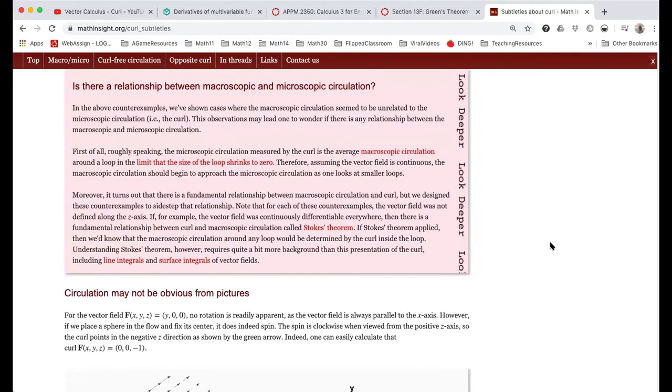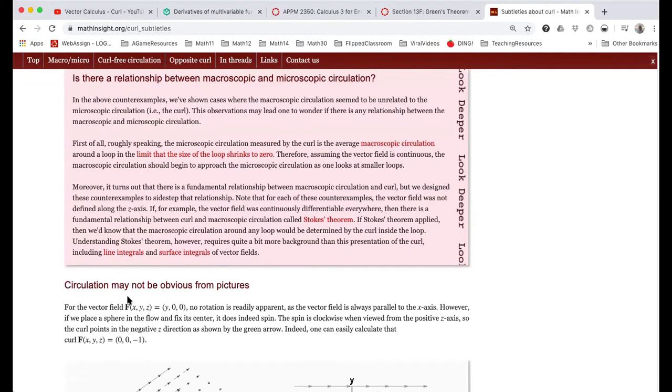And then lastly, I want to point out, this is a vector field that does satisfy the requirements. It is continuous and its partial derivatives are continuous.